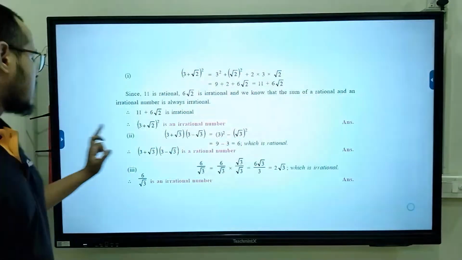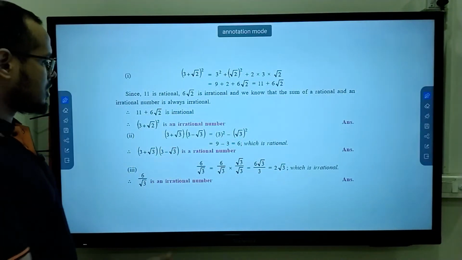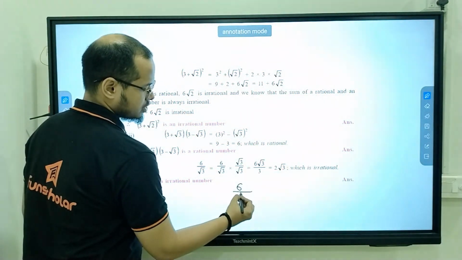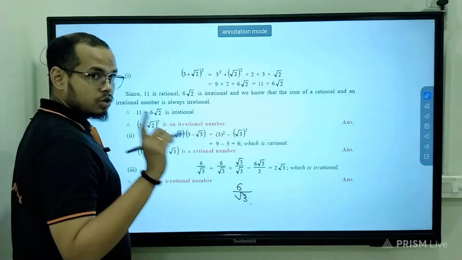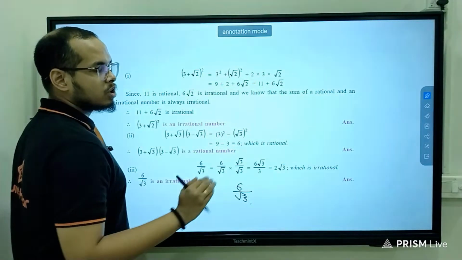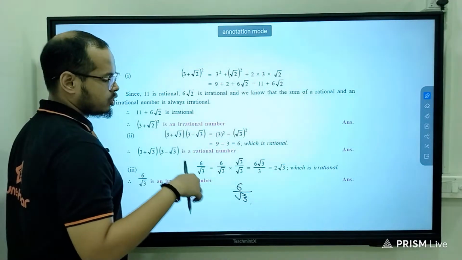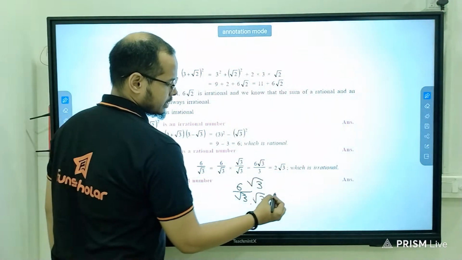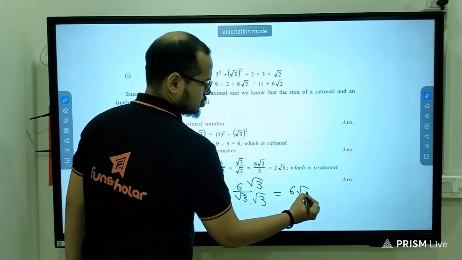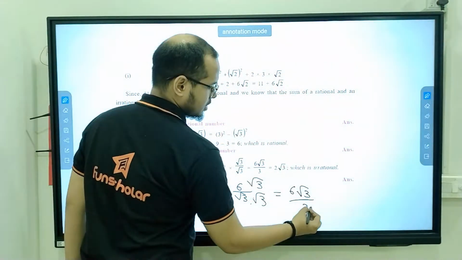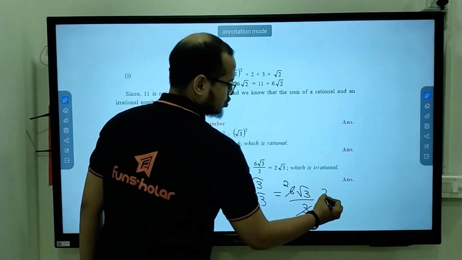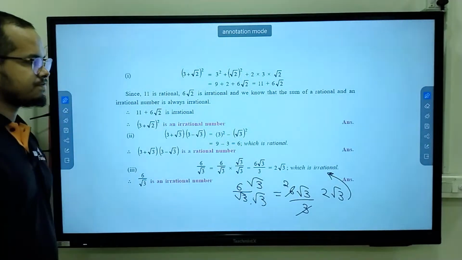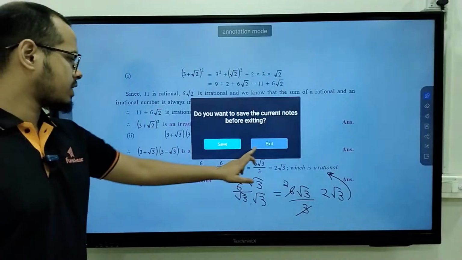Now for the last one, 6 by root 3. Okay, so 6 by root 3, what will I do? I need to first eliminate all the irrational numbers in the denominator. So I'm dividing by root 3 here and multiplying by root 3 in the numerator. So I'm getting 6 root 3 divided by 3, that is coming out to be 2 root 3, which is again irrational in nature. Okay, I hope this is absolutely clear.